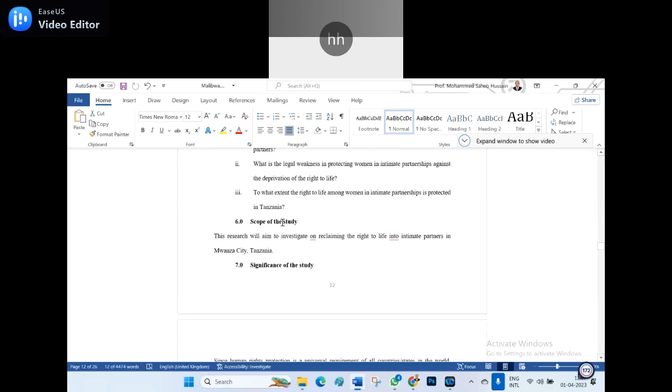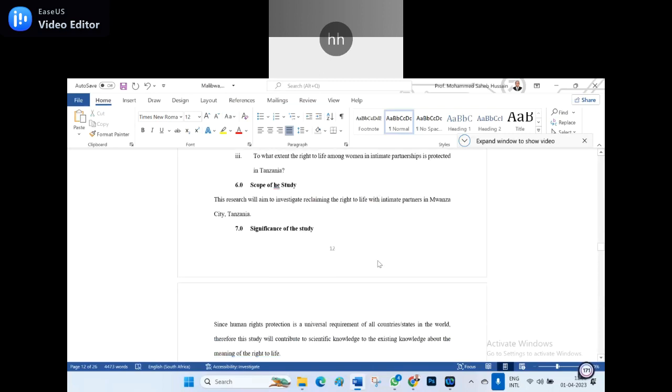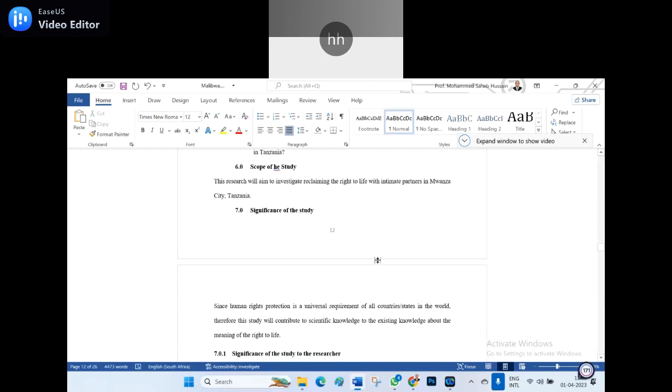And when you say the numbering should be changed here, Scope of the Study, it should be the capital letter. And then the research will aim to investigate, not "on", but as "investigate", the right to life with intimate partners in Mwanza city in Tanzania. Later on, Significance of the Study, he wrote; numbering should be changed and S should be the capital letter in the Study. In the Study, S should be the capital letter.